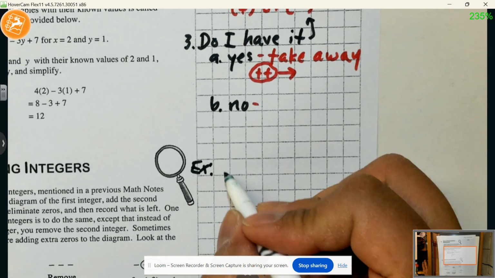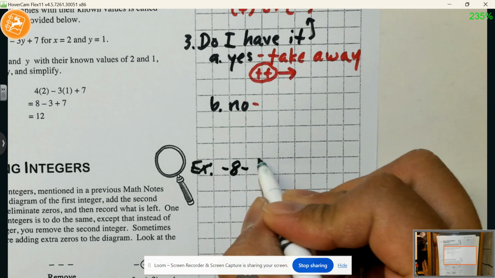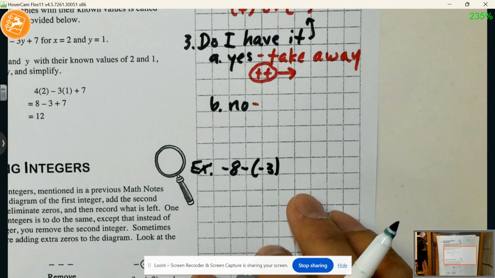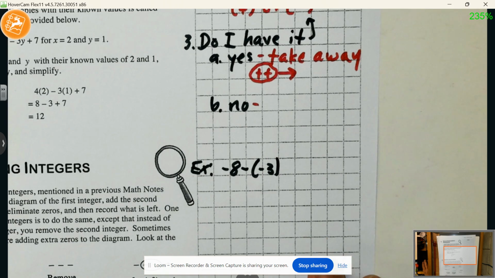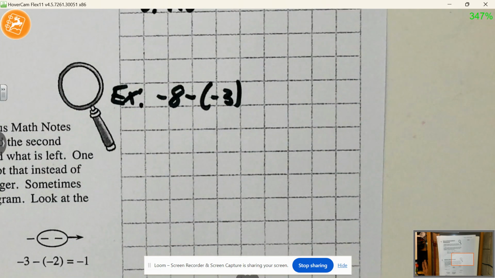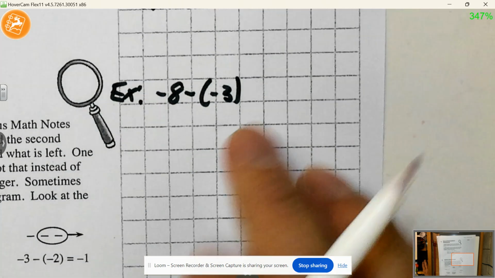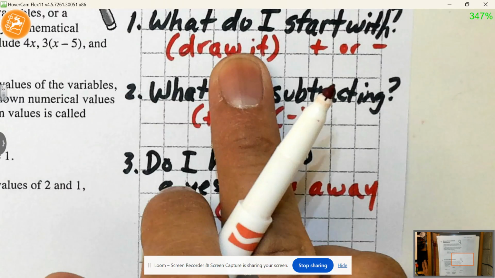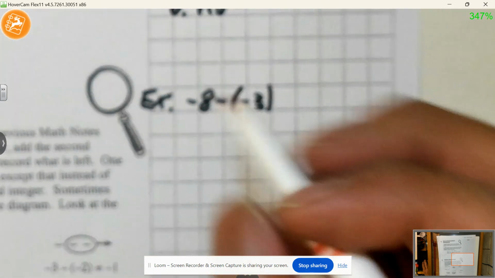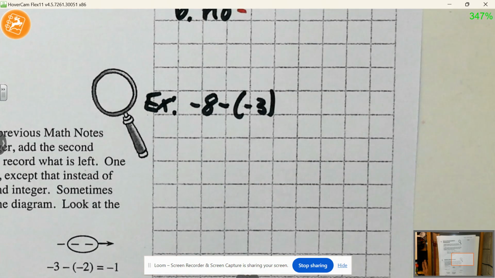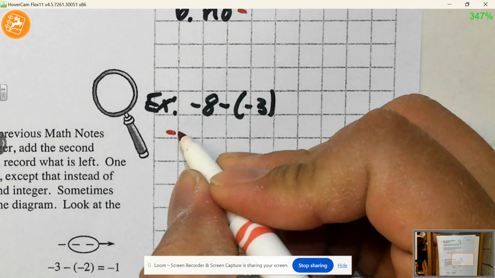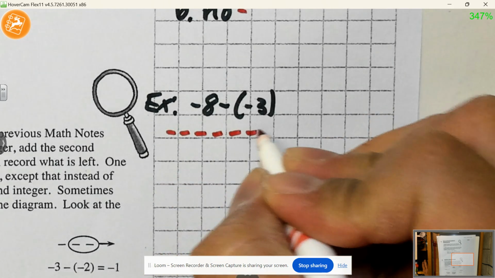Okay, so we have -8 minus -3. We're going to draw that in tiles, show the subtraction, and then get a final value. So first of all, we all know what the value is now, but can you draw it? All right, so here's what you should have. First, what are we starting with? We are starting with -8. So we are going to draw 1, 2, 3, 4, 5, 6, 7, 8.